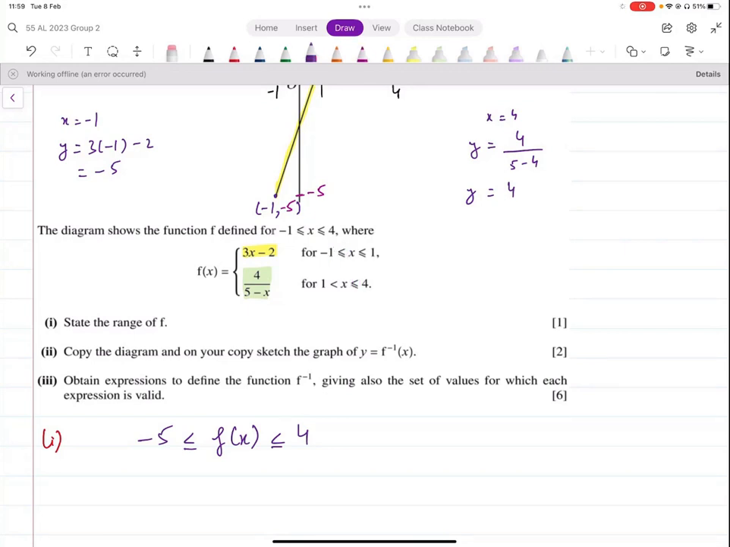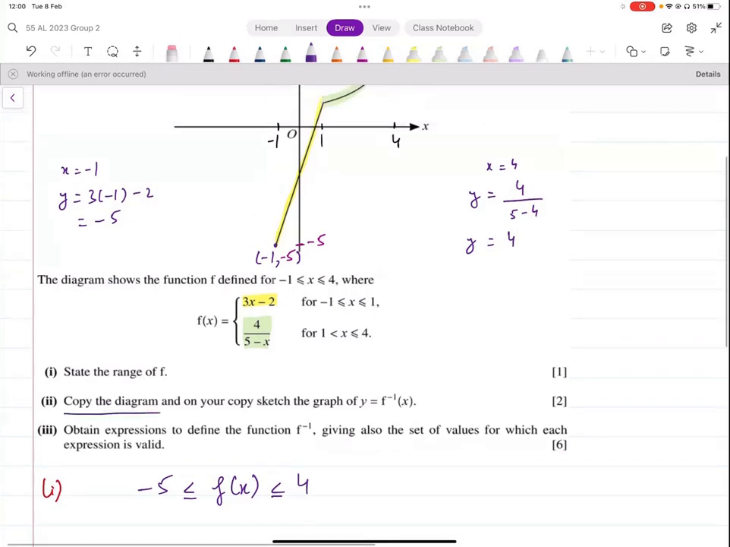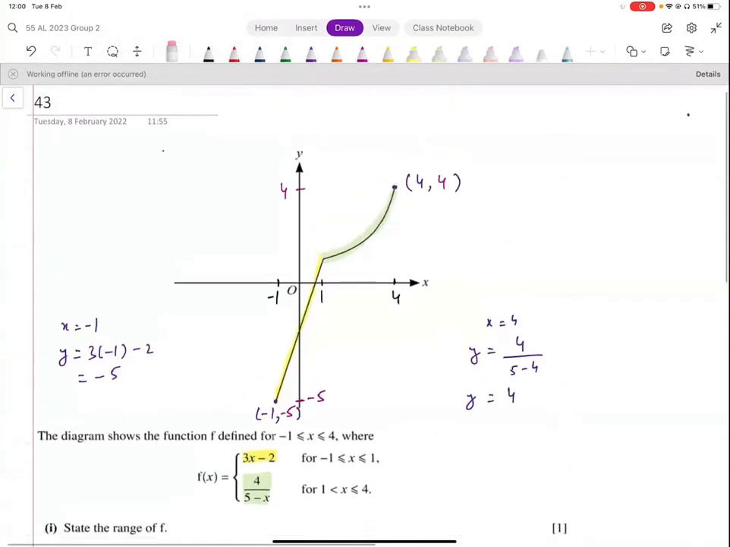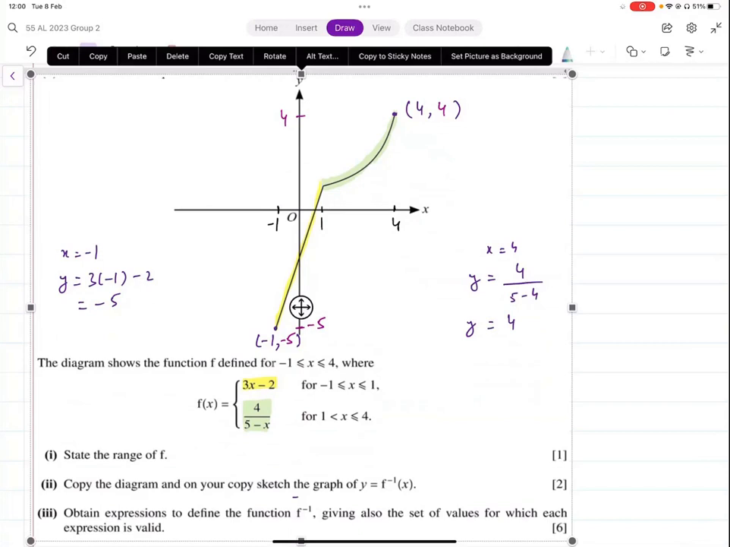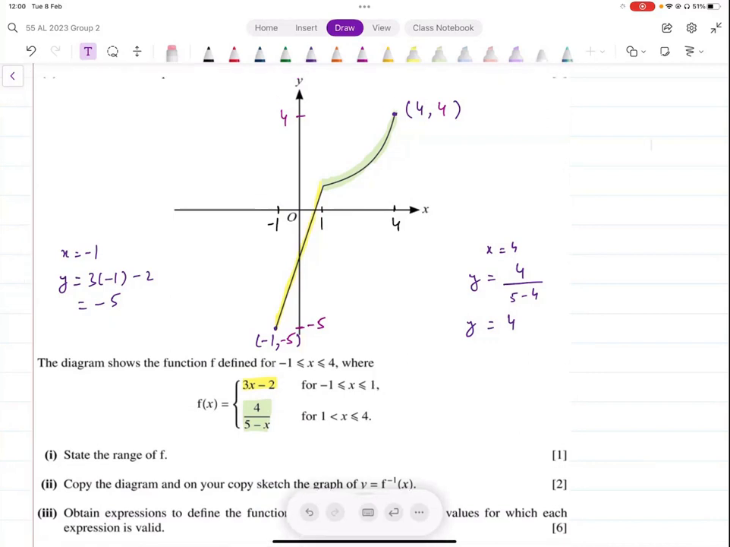ठीक है, लेट्स लुक एट द सेकंड पार्ट. सेकंड पार्ट में कहता है कॉपी द डायग्राम एंड ऑन योर कॉपी स्केच द ग्राफ ऑफ y इक्वल्स f इनवर्स ऑफ x. जस्ट के बाद देखिए थर्ड पार्ट में उसने कहा है obtain expressions to define the function f inverse. तो आपको इनवर्स बाद में फाइंड करने का कहा है उसने, उसका ग्राफ ड्रॉ करने का पहले कह दिया. How can we draw the graph without even knowing what the expression is? So we just reflect the graph in the line y equals x. And how do we do that?